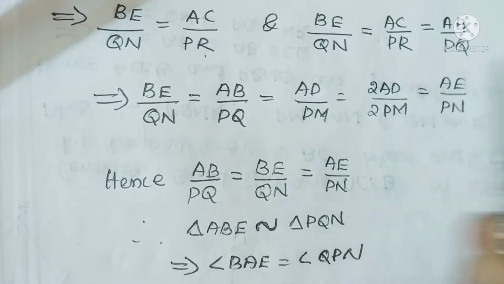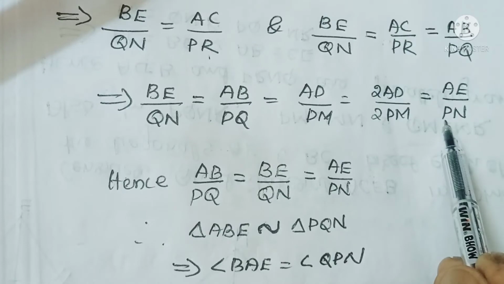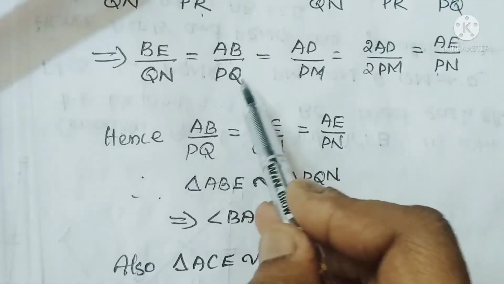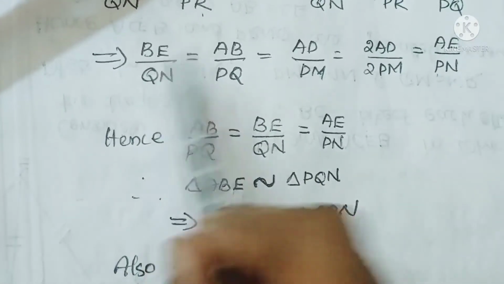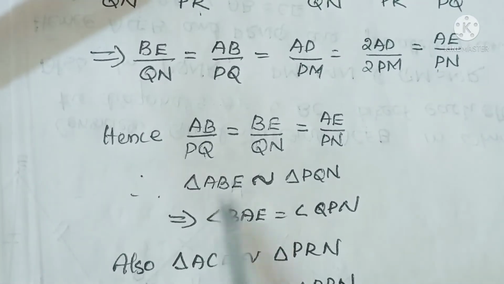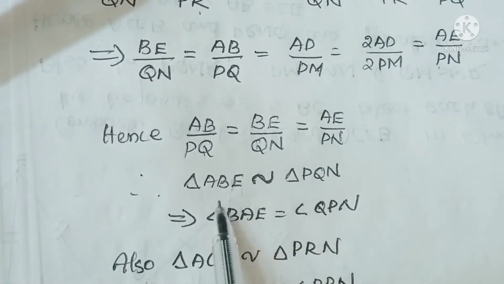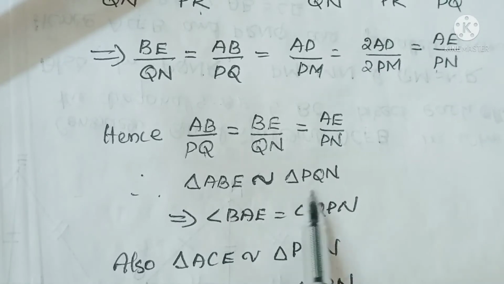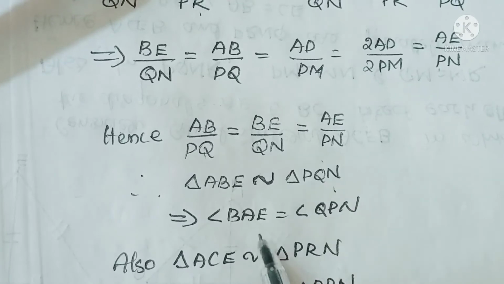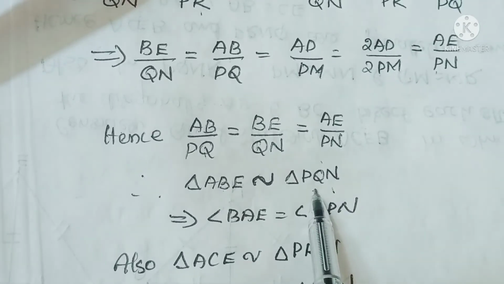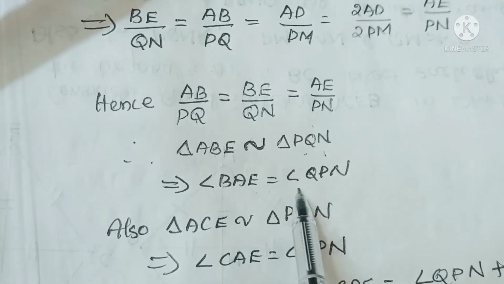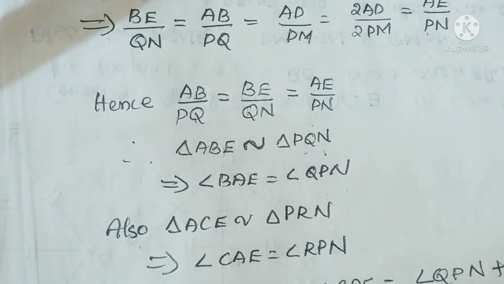What is double of AD? That is AE by PN. Then we can write AB by PQ equal to BE by QN equal to AE by PN. That is, in these two triangles ABE and PQN, the three sides are in the same ratio. Therefore, the triangles are similar. And the angles, angle BAE equal to angle QPN, corresponding angles are equal.